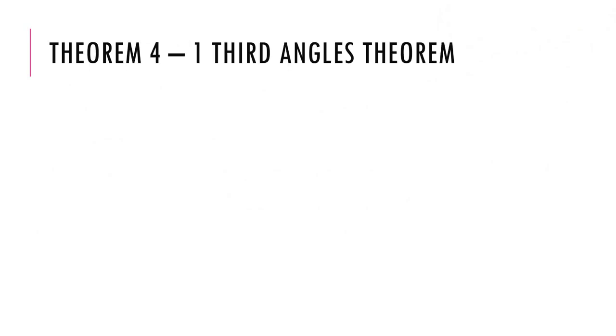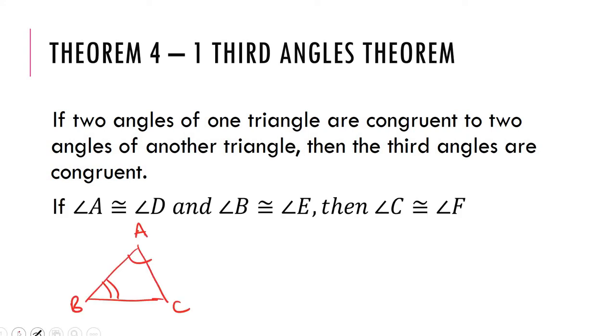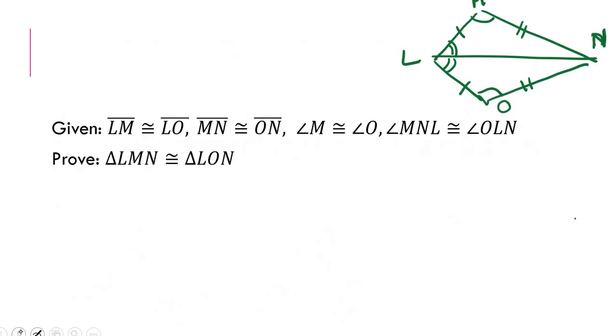Theorem 4-1, the third angles theorem. If two angles of one triangle are congruent to two angles of another triangle, then the third angles are congruent. So in these pictures, I can say if angle A is congruent to angle D, shown in the picture, and if angle B is congruent to E, then I can assume that the third angles are also congruent. So I can use that to prove triangles congruent.